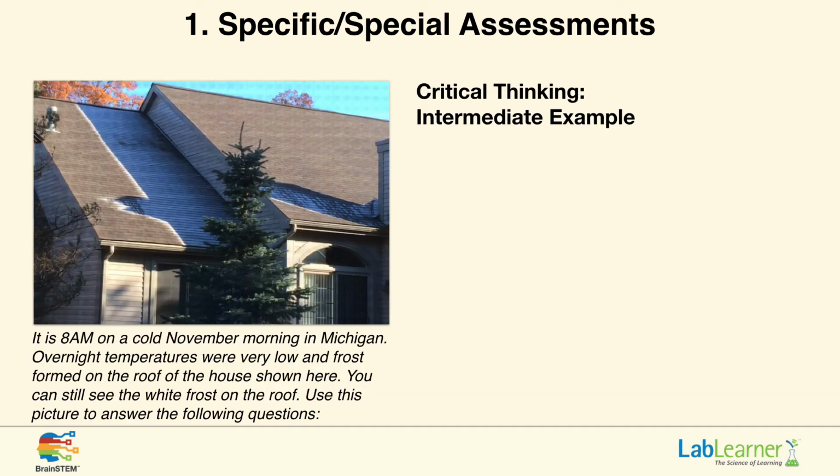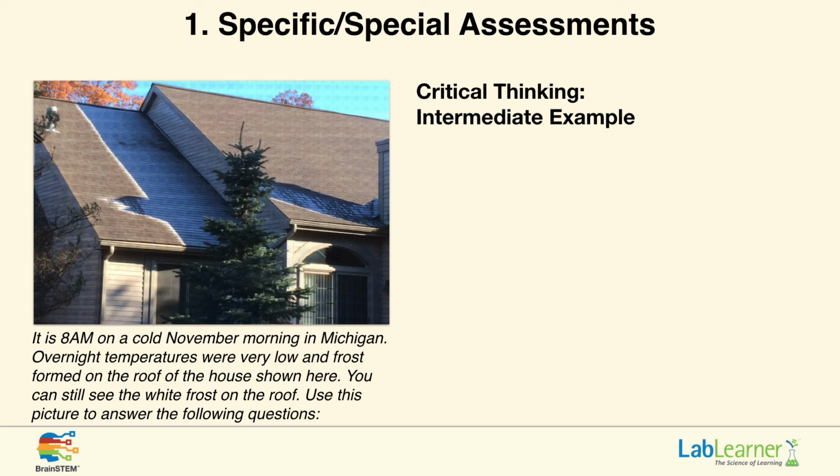A critical thinking example for intermediate level, older children, is shown here. Here's a picture of a house in Michigan in the morning. And it's 8 o'clock in the morning on a cold November morning in Michigan. Overnight temperatures were very low and frost formed on the roof of the house shown here. You can still see the white frost on the roof. Use this picture to answer the following questions.